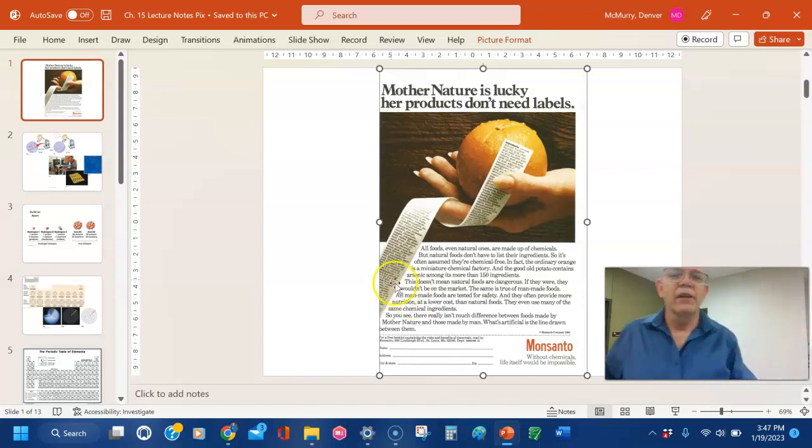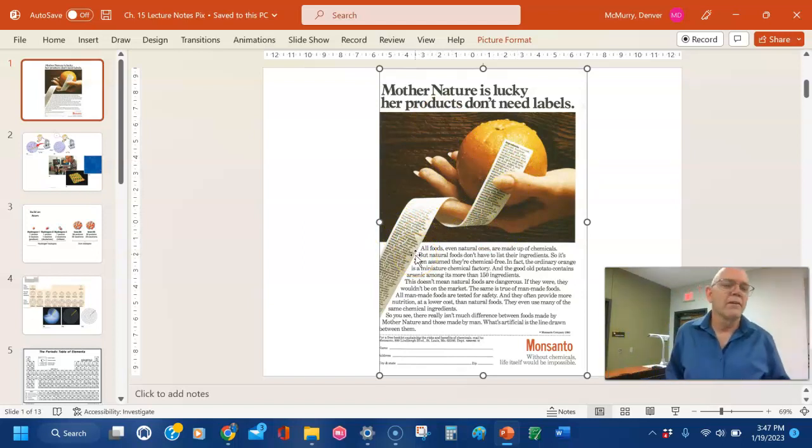Okay, and if you look at this little label here, I like this. It says Mother Nature is lucky her products don't need labels, and then it lists all the ingredients found in an orange. Now you can't see this because it's fairly small, but they're long, complicated names, dangerous-sounding chemicals. But it's an orange and it's perfectly healthy and it's good for you. Now, this was made by the Monsanto company, the same people who brought you Agent Orange in Vietnam that killed lots of stuff and caused a lot of birth defects in other people.